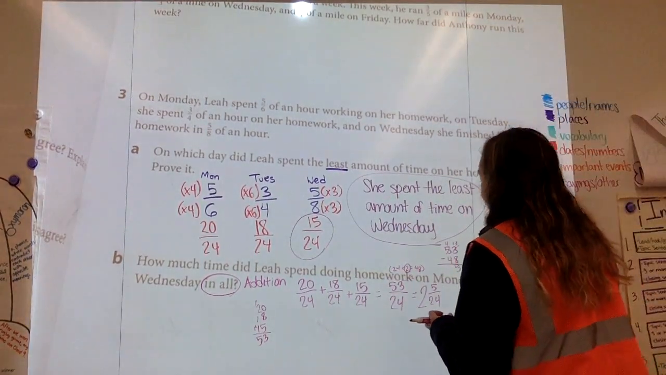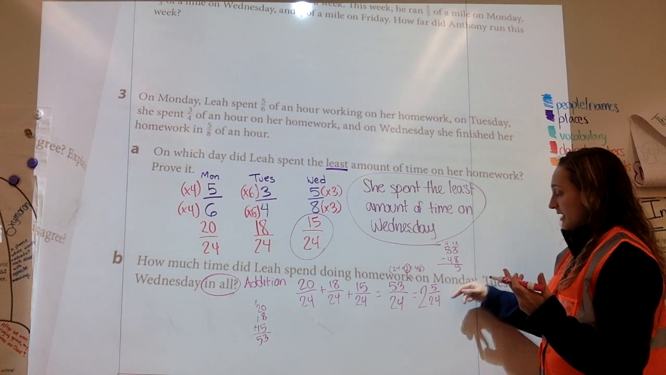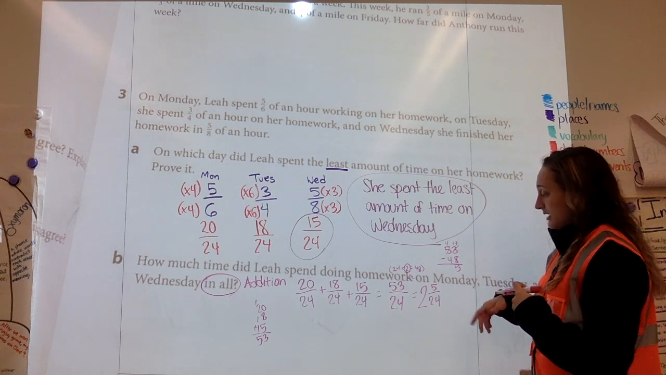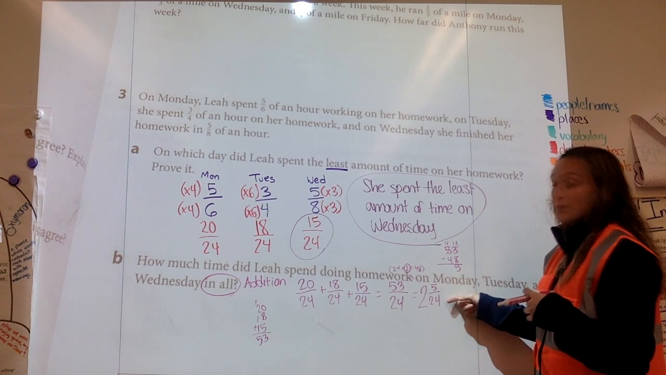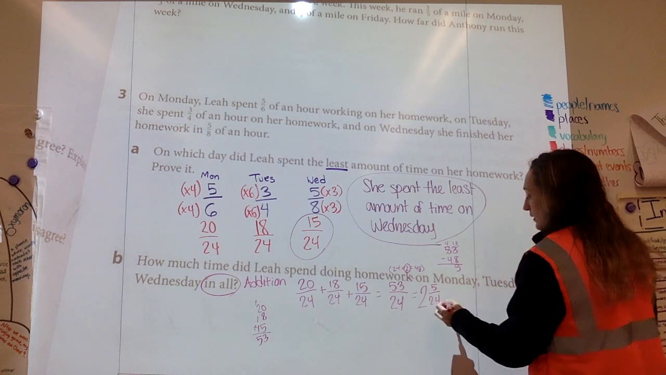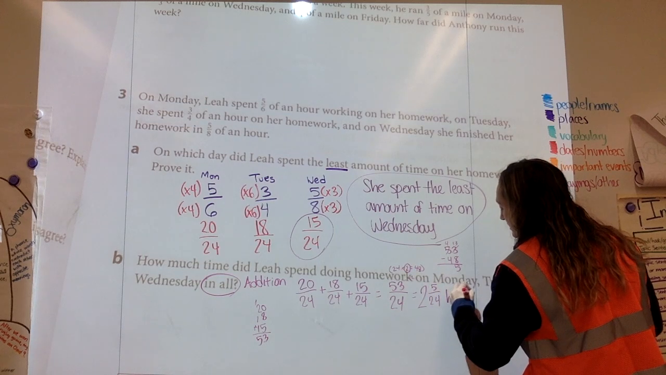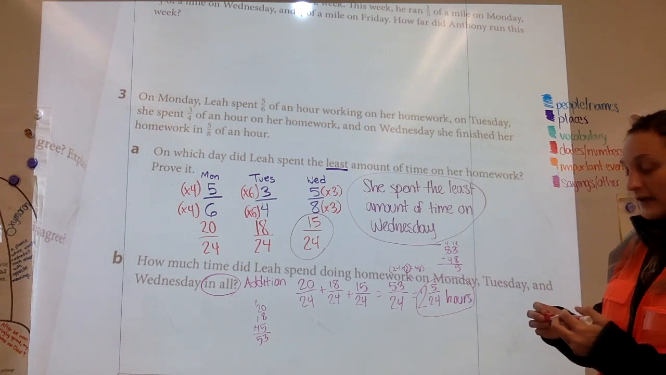Next thing I want to check is, can I simplify this anymore? Is there a number I can divide out of both 5 and 24? The answer to that is no, because the only number you can divide out of 5 is 5, or 1. But you can't divide 5 out of 24. So, here's my answer. It's in hours. 2 and 5/24.